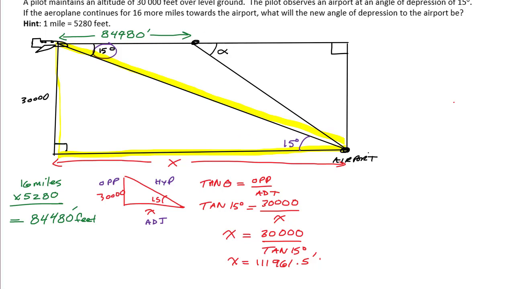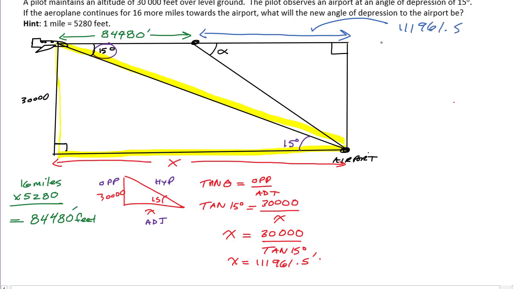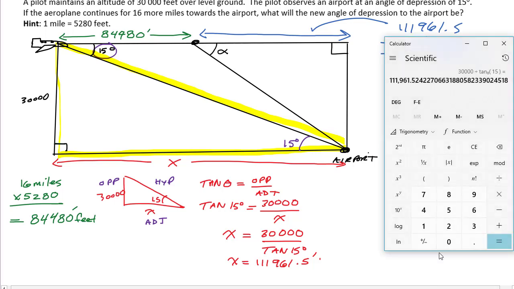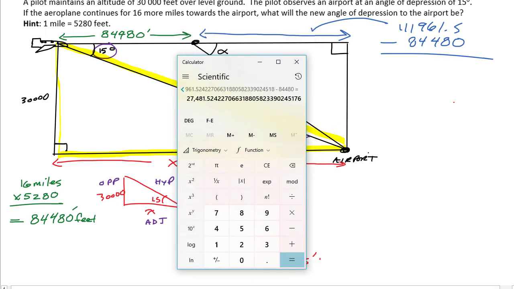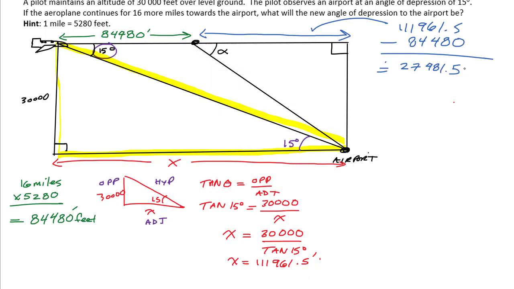Now, what we could do is find this length right here. All we have to do is take x and subtract the 84,480 feet. So to find this length, let's take the whole length across, which is x, so take that 111,961.5, and subtract 84,480. I already have that number in my calculator. Now we have the length of that part I highlighted in blue. So that's approximately 27,481.5 feet.